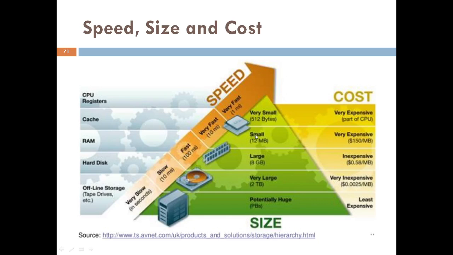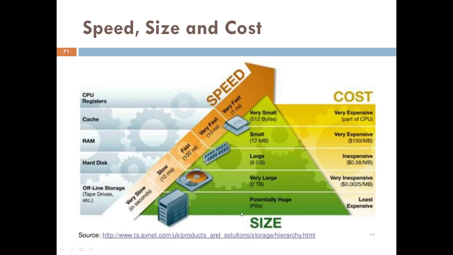Then the next level is cache memory. It is also very fast, up to 10 nanoseconds, and it can store up to 12 megabytes. It is very expensive. Next, the main memory, which is nothing but random access memory. The memory access time is 100 nanoseconds. It is large compared to cache memory, so it can store up to 8 gigabytes. It is inexpensive compared to cache memory.